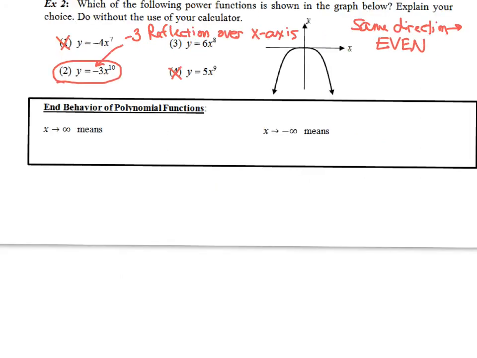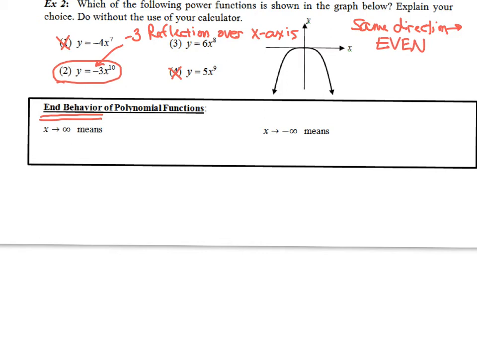I want to introduce some notation that's going to be really important for the second half of this unit. This notation is going to help us describe what we call the end behavior of a function. So the end behavior just tells me what's happening on the ends of the function as x is getting really big and as x is getting really small. Well, we have a notation to tell us which way we're going.